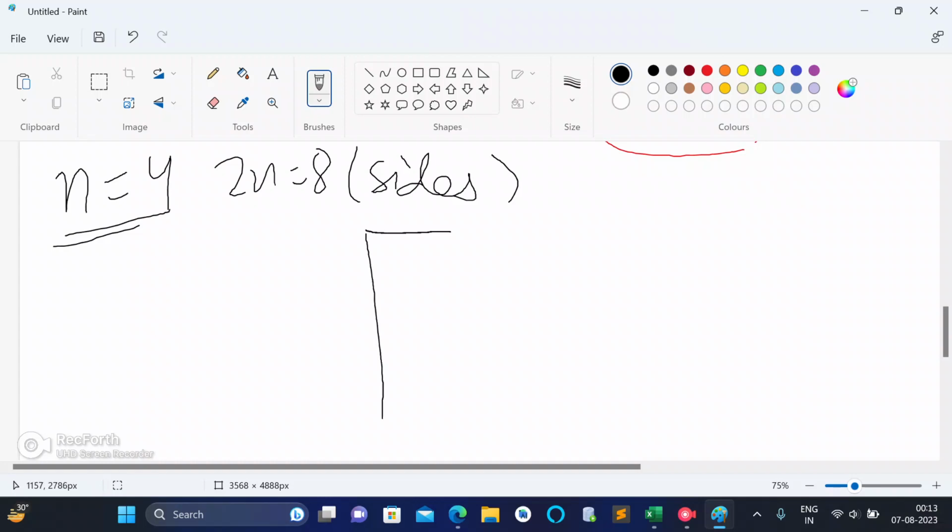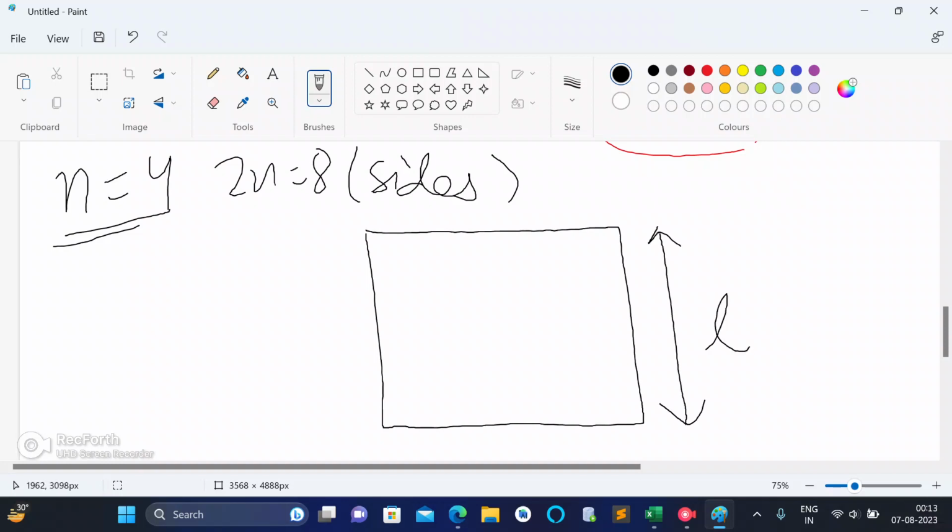There are 8 sides. So let's say I have a square and I have to tell the length of this square. Let's say the length of this square is L, and let's say inside it I try to fit this 2n-sided polygon. So this is my regular 2n polygon. You can see this is of 8 sides and I have to tell the minimum length of this square.